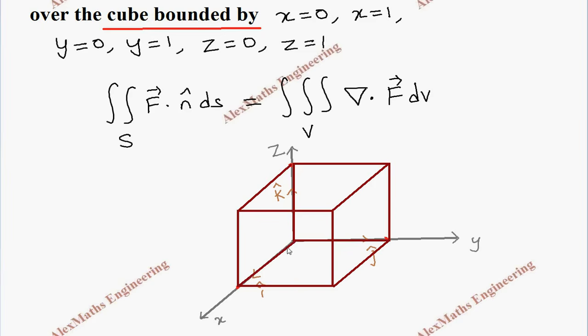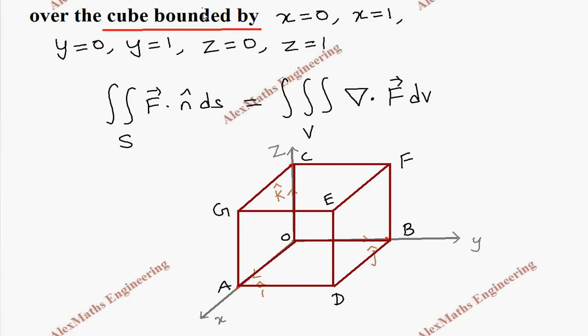Let's name the vertices. This is O, A, B and C. The rest of the things we can name in any way. Let's take this as D, then this is E, then F, then G.